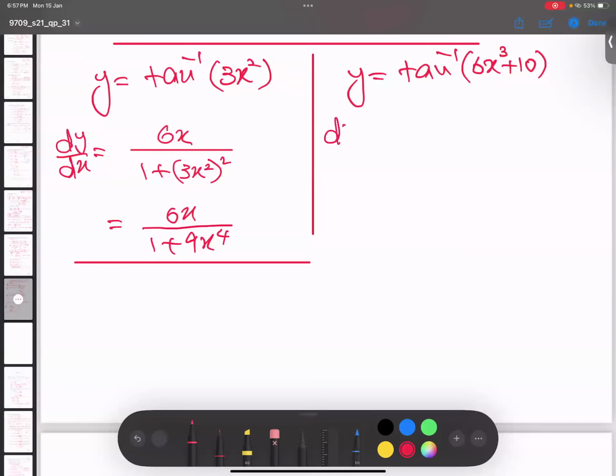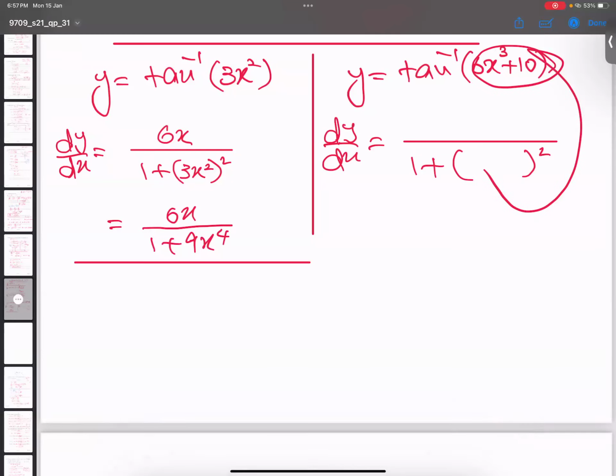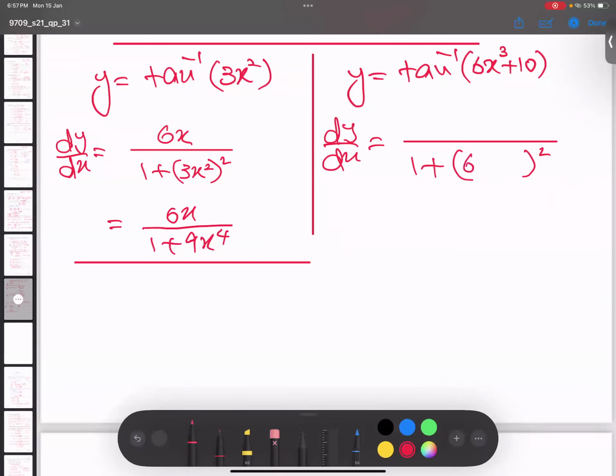How can we do this kind of question? dy over dx, the whole function goes in the denominator: 1 plus angle square is the formula. The angle is this, and will come in this bracket. If the question asks you to expand and simplify, do so; otherwise you can leave it here. The derivative of the angle will come in the numerator: 6 times 3 is 18, x power 1 less becomes 2, and 10 becomes 0. You can stop here, and this is our final answer.